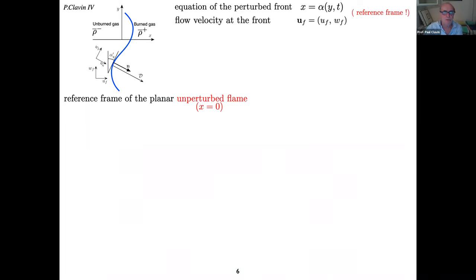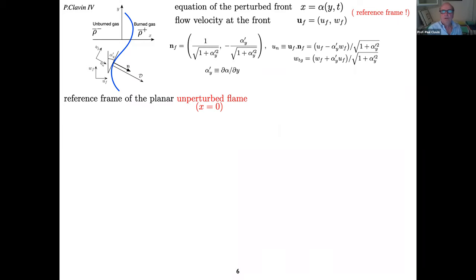Here is a picture of the flame, and I will use the notation subscript F to mean at the flame. UF is the flow at the flame. This is a normal flow, this is a tangential flow. And the unperturbed flame is at x equals zero, right?